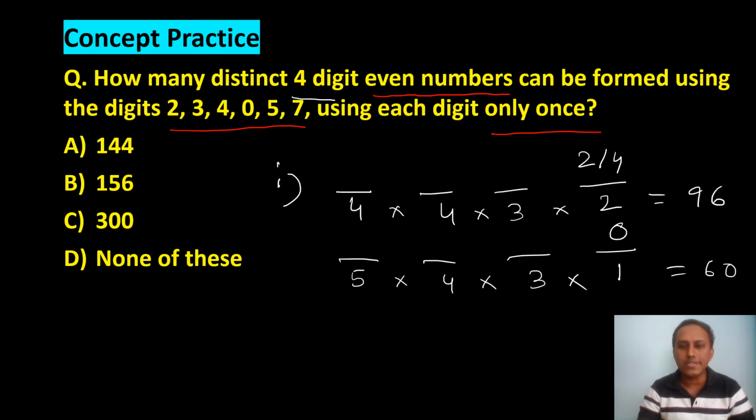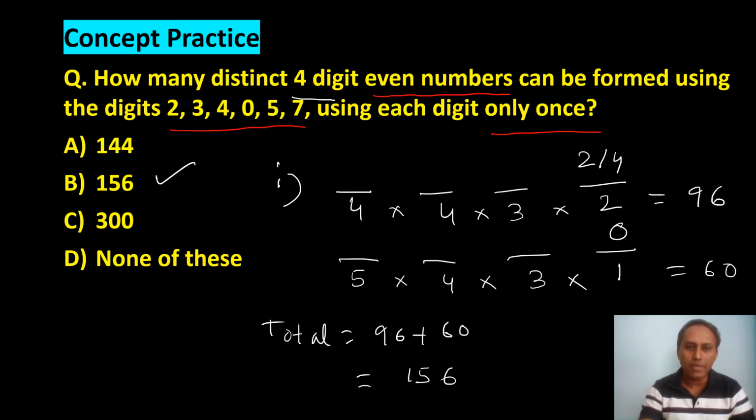So 60 such numbers. Therefore, total numbers how many? 96 plus 60, which is 156. So there will be 156 4-digit even numbers. So the correct answer is option B. Hope that answers your question. Let's move on.